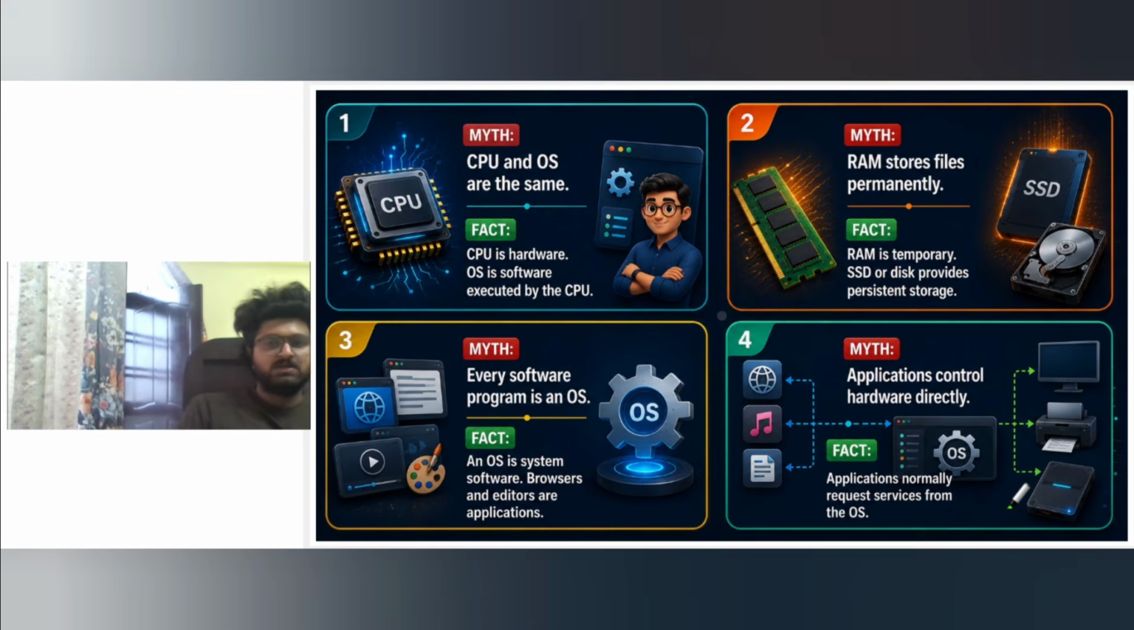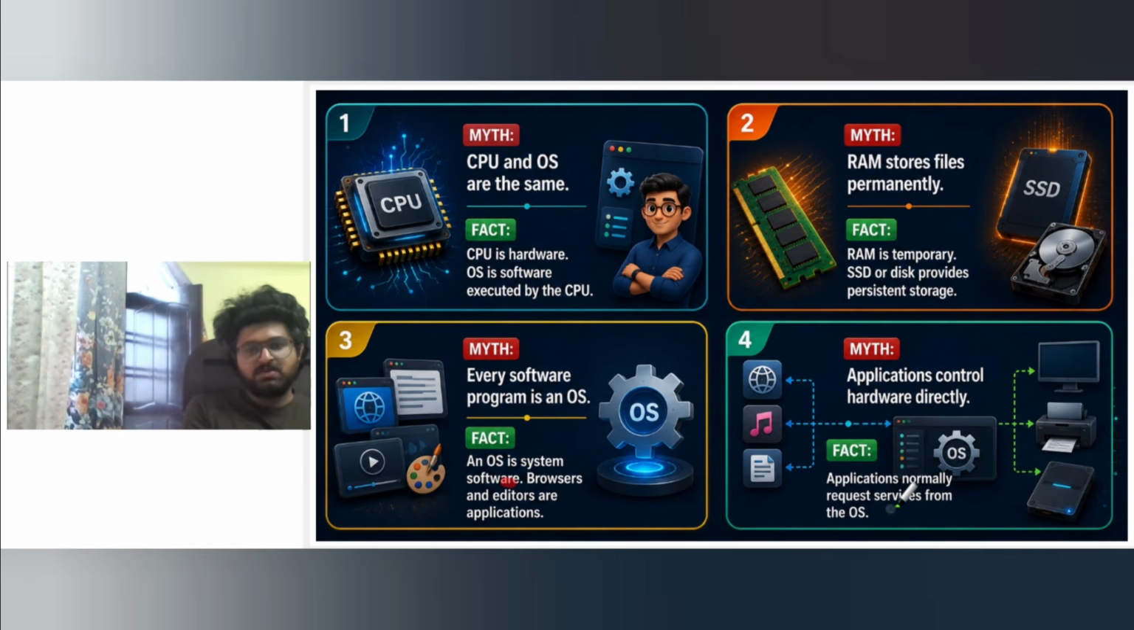So let me debunk some myths related to the OS. CPU and OS are the same? No, the CPU is the hardware, the OS is the software and is executed by the CPU. RAM stores files permanently, which is incorrect. RAM is temporary. SSD or disk provides persistent storage. Persistent means permanent. Every software program is an OS? No, the OS is a system software. Browser and editor are applications. Applications control hardware directly? This is incorrect. Applications normally request services from the operating system.